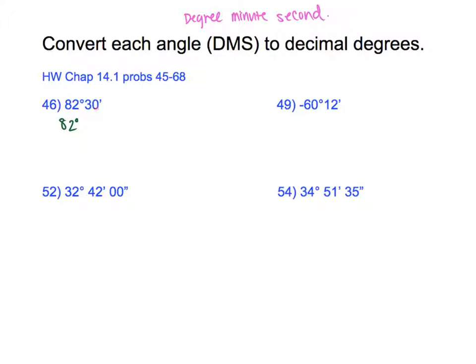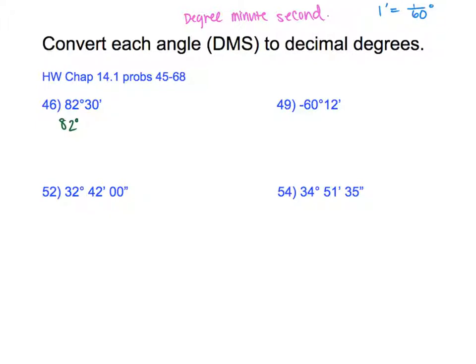Well, how do you do that? If you remember back in that last slide, 1 minute is equal to 1/60th of a degree. Instead of doing that as a fraction, 1/60, we can also remember that fractions just mean division. So if you want to convert 1 minute to a degree, you have to divide by 60. So that's all we're going to do here.